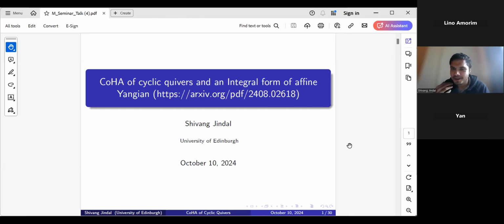As you may hear, my throat is slightly hoarse, so I've written a lot of text. So if I'm not clear, I would advise you to look at the text. I'm going to start by explaining what these topics are. What does CoHA mean? What does an integral form mean? What does a Yangian mean?